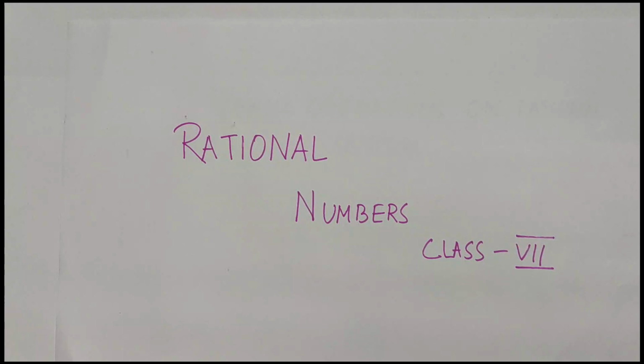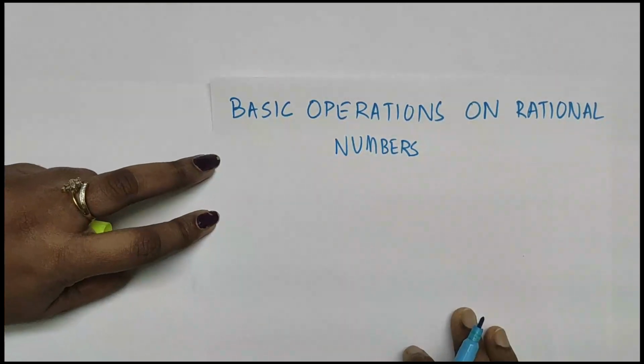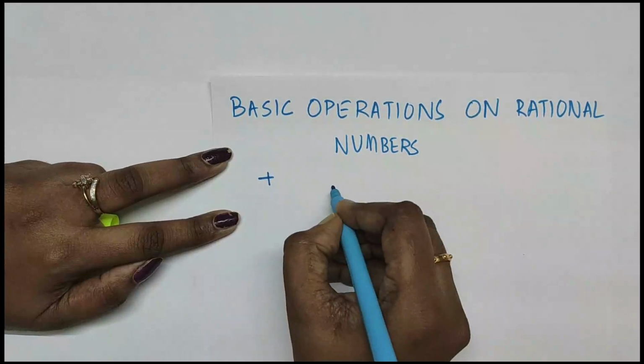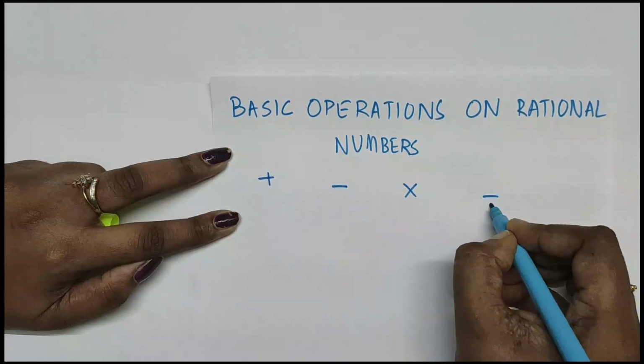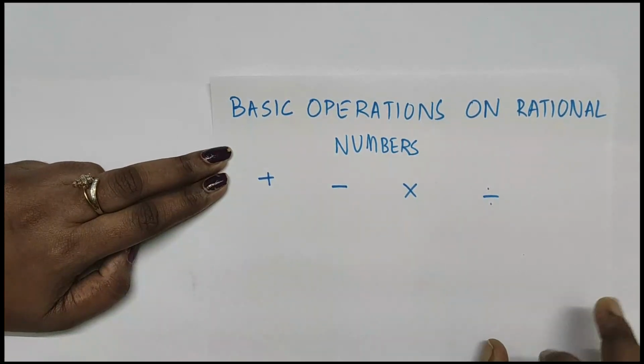Today we will be doing the third part of the rational numbers chapter, in which we are going to learn the basic operations performed on rational numbers. So let us begin. The basic operations on rational numbers include plus, minus, into and division. These are the basic operations that we perform on any number.